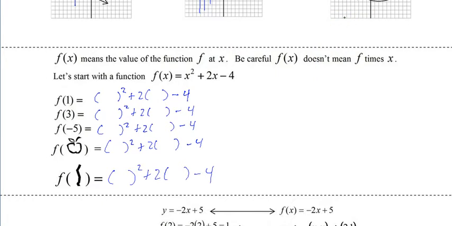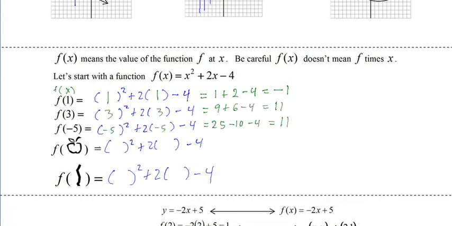Alright, now we're going to plug them in. So here, these are our x values. It's f of x. So our x here is 1. So you just plug a 1 into the parenthesis and simplify. So 1 squared plus 2 minus 4. That's 3 minus 4, which is minus 1. That's all you have to do. So try the next two. Hit pause. See if you can find out the value of f when x is 3 and the value of f when x is -5. So you should have gotten 11 for both.